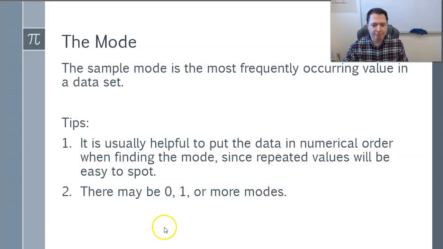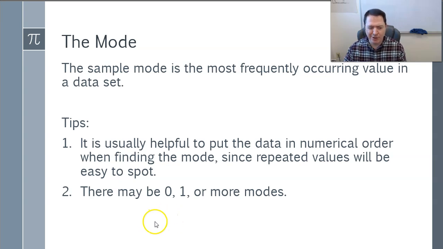Our last measure that we're going to talk about is the mode. So the mode is just the most frequently occurring value, the thing that we would see more often than the other values in a data set. What we generally want to do as we're actually finding this thing is put things in order first, because then we'll see repeated values, right? This is going to be the thing that's repeated most often in that data set.